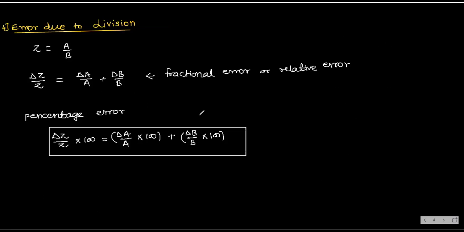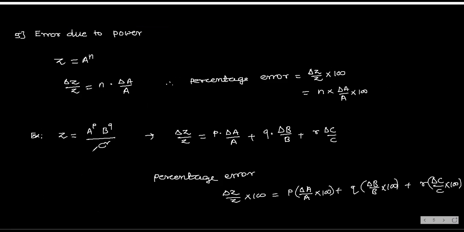Next one. Division is also same. No need to explain. And error due to power is there. So something a power b, I think I have to solve one problem of this model. Suppose like this problem is there. Let's take one function, and in that I will give error. A small example I am taking.